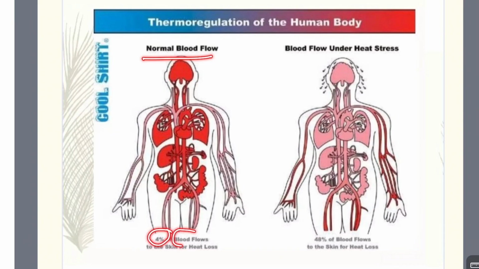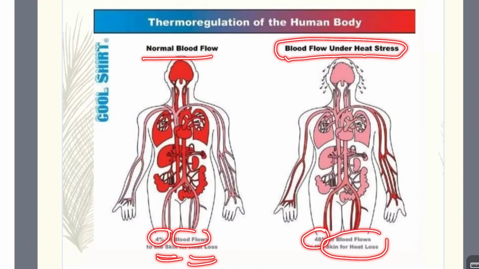Now, this is the normal blood flow. Normally 4% of the blood flows to the skin for heat loss. But when we are under heat stress, about 48% of the blood flows to the skin. As we can see here, 48% flows to the skin for heat loss.